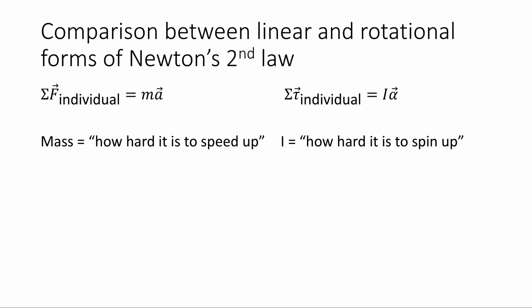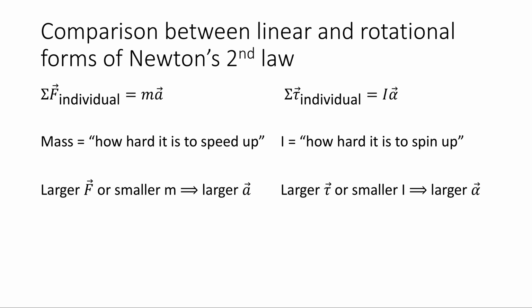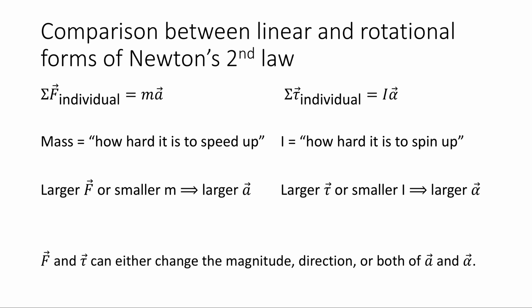So again, an object with a very large moment of inertia will require a very large torque to get it to start spinning. Thus, in the linear case, a larger force or a smaller mass leads to a larger linear acceleration, and in the angular case, a larger torque or a smaller moment of inertia leads to a larger angular acceleration. However, in both cases, force and torque are vectors, so they can either change the magnitude or the direction or both of the linear or angular accelerations.